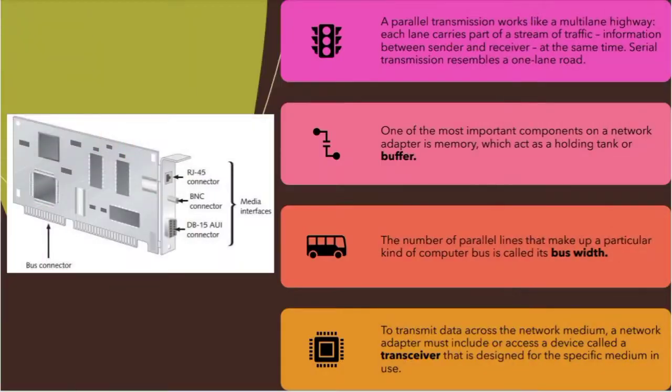For illustration, a parallel transmission works like a multi-lane highway. Each lane carries part of a stream of traffic, information between sender and receiver, at the same time. Serial transmission resembles a one-lane road. One of the most important components on a network adapter is memory, which acts as a holding tank, or a buffer. The number of parallel lines that make up a particular kind of computer bus is called its bus width.